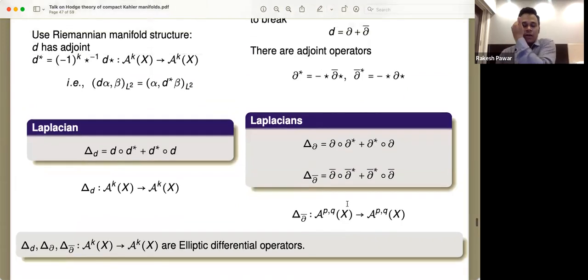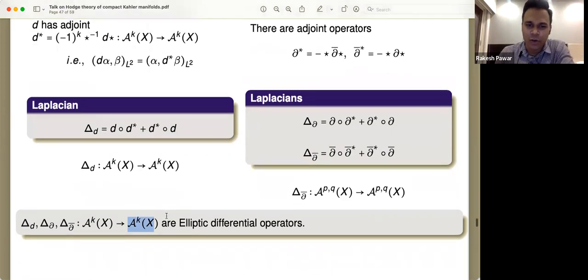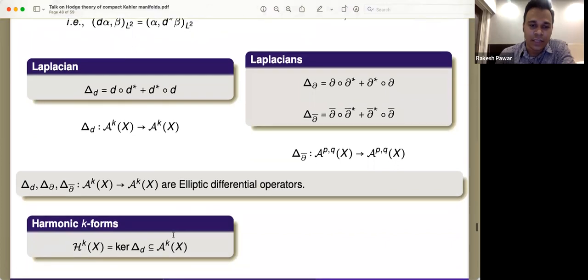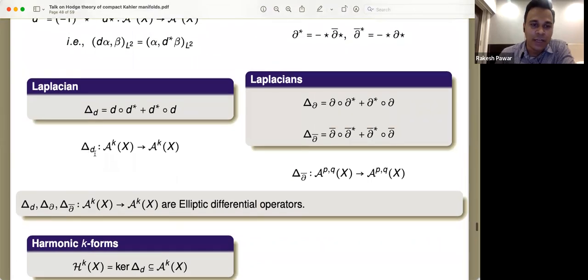Now these are very special differential operators going from sections of some vector bundle to itself, and these are called elliptic differential operators. There is a technical definition of what we mean by an elliptic differential operator. I don't want to get into that, but there is a theorem from analysis. Okay, I think I jumped ahead there. Let me first make some definitions. You have the operator and you look at its kernel. This is something called harmonic k-forms.